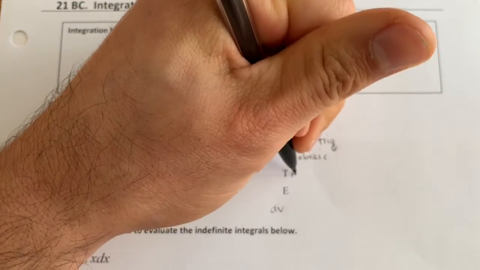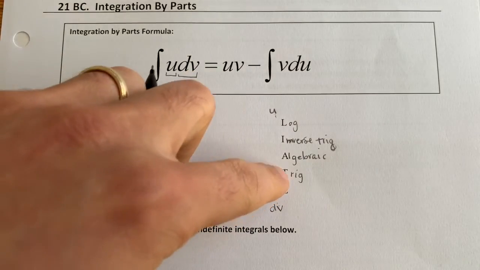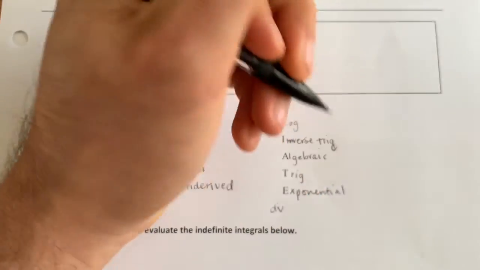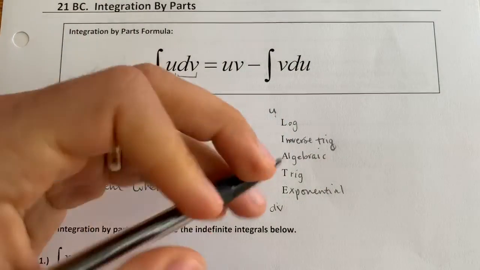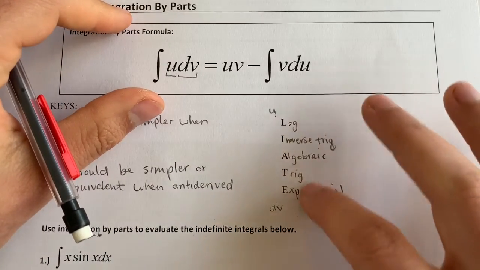T would be the trig, which is most likely going to be the dv part, so if you have a sine, cosine, or something like that. And then lastly would be the exponential, like e to the x or something like that. That's most likely going to be your dv. So again, I'm not memorizing these.